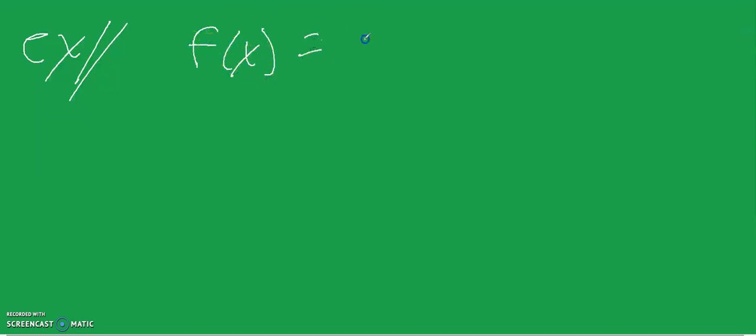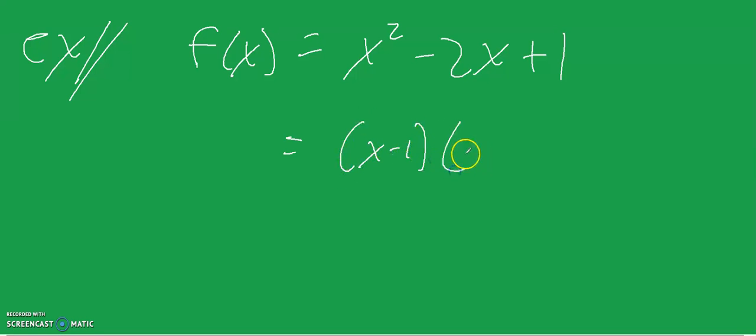Alright, so this one's going to be a little bit tricky, but that's alright. So let's look at the function f of x equals x squared minus 2x plus 1. Now, this is much different than what we just looked at, right? This is not in what we call factored form. I can't see all the factors immediately. So the first step I need to do is to put this function into factored form. And that's going to look like x minus 1 times x minus 1, or equivalently x minus 1 squared.